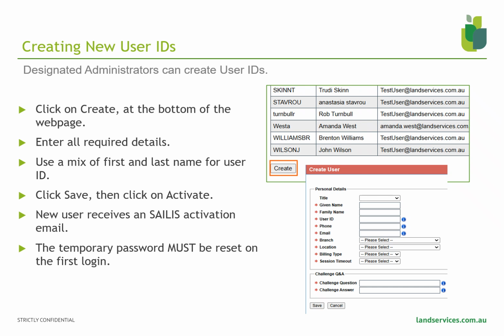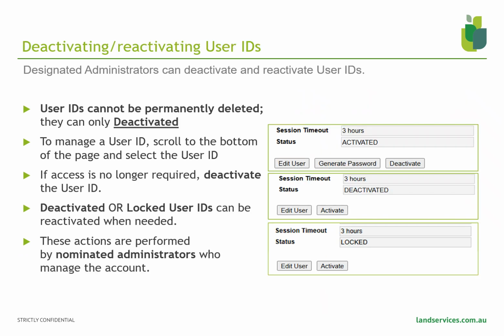Use a combination of the individual's given and family name for the user ID field. If the chosen ID is unavailable, it is already in use on another SAILIS account. Once complete, click Activate. The user will receive an automated email confirming activation and must reset the temporary password on first login. Designated administrators have been assigned the functionality to deactivate and reactivate user IDs.